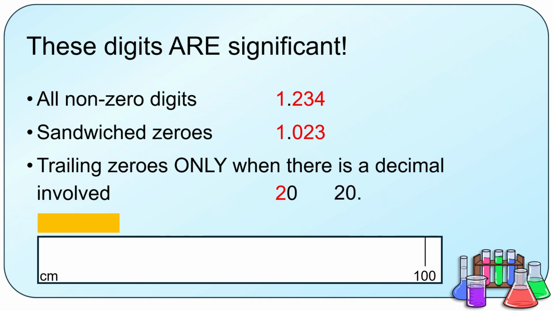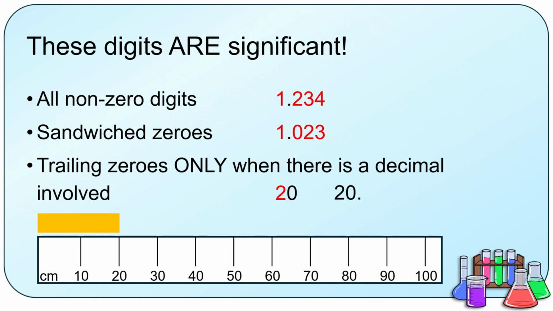Now, what about 20 with a decimal? How would you get this measurement? If you have a ruler where the smallest increment is 10 centimeters, you would record this measurement as 20 with a decimal to show that this is exactly 20 centimeters, not about 20 centimeters. Both the 2 and the 0 come from your measurement, so this is 2 significant figures. The decimal tells us that this measurement is exactly on that mark. If you have 2.0, there's a decimal, so the trailing 0 is significant. 2.0 has 2 significant figures.